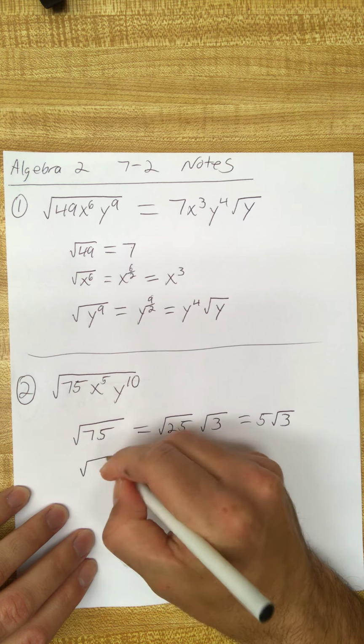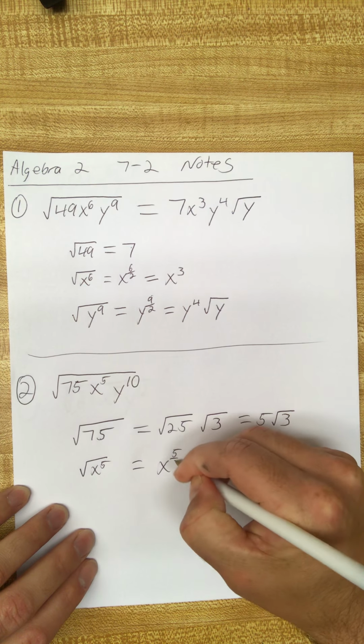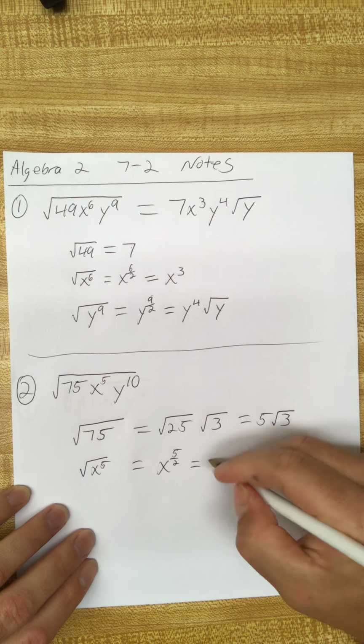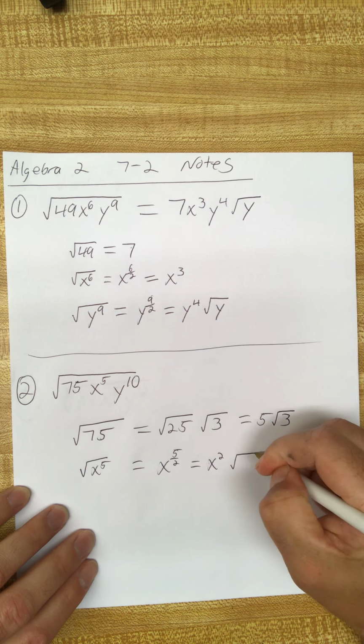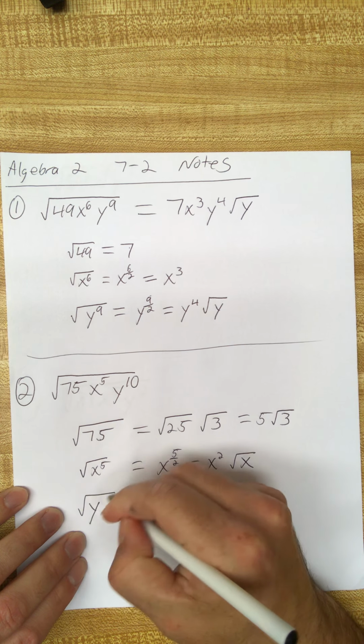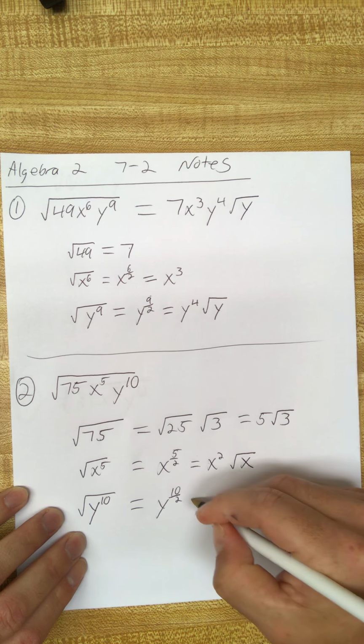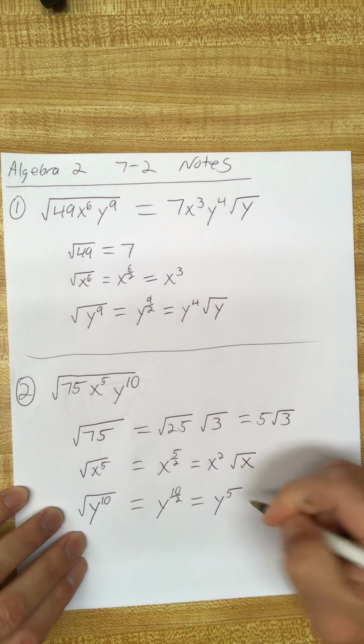X to the 5th. Square root of x to the 5th, so it's going to be x to the 5 divided by 2. So 2 goes into 5 2 whole times, and you have 1 left over. My y's, square root of y to the 10th. I'm going to get y to the 10 divided by 2. So y to the 5th.